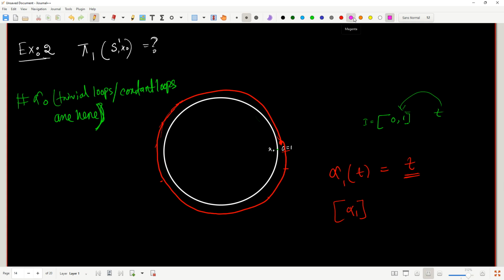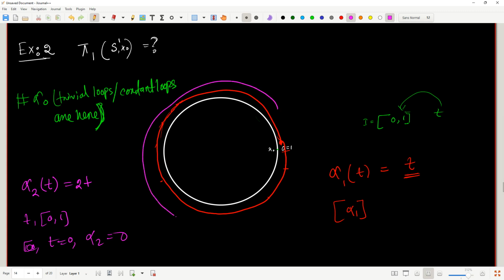Now someone else said, okay, let me say I want to define a loop like this. What does this alpha 2 of t equals 2t mean? Well, this means that your t is running from 0 to 1, right? So when t is 0, alpha 2 is 0, right? And let's say this is the loop. At first I'll draw the loop and then I'll explain what I'm actually doing. So this is my alpha 2. When t is 0, this is 0. That means it's at this point, the base point.